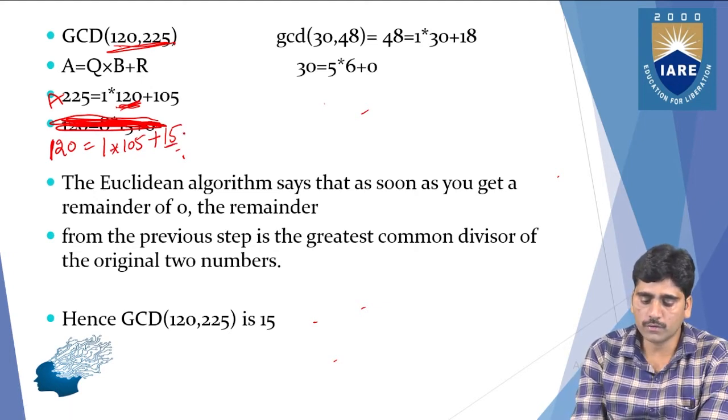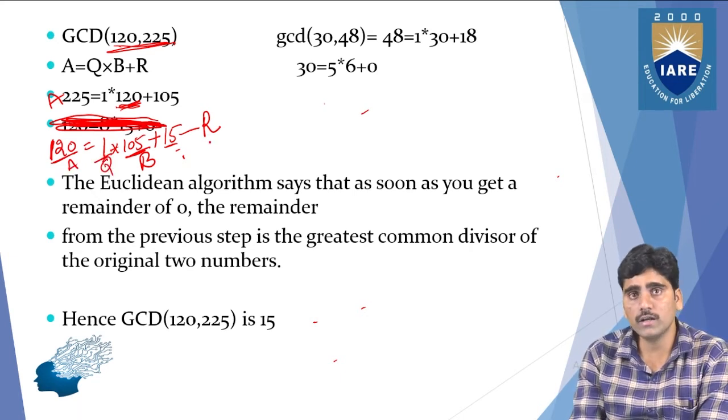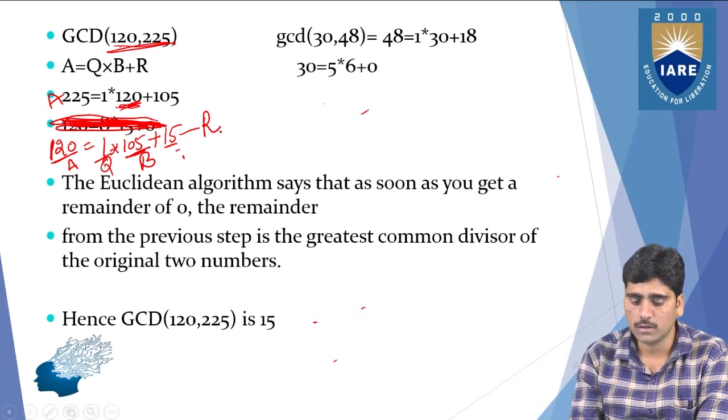So again, what we need to do? This is the remainder R, this is the B value, this is the A value, and this is the Q value, right? So now what you need to do is divide B with R, B with R.